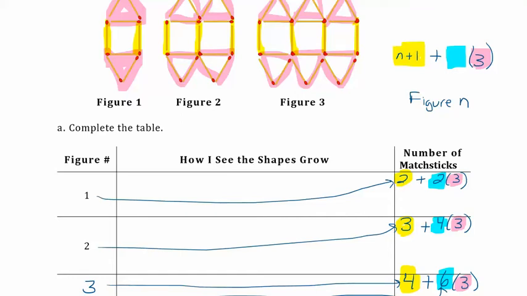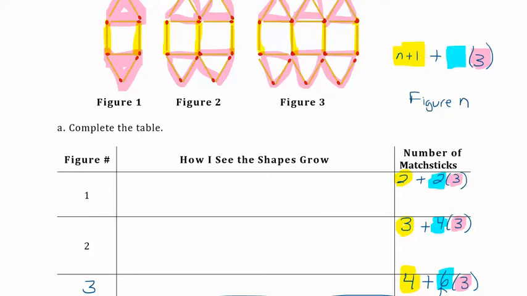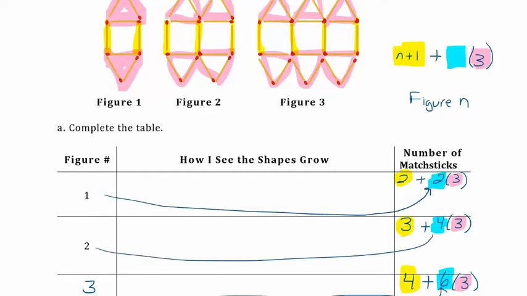Now how about the number of triangles? Remember how we got the number of triangles? In figure 1, there are 2 triangles. In figure 2, there are 4 triangles. So whatever the figure number is, we're doubling that to get the number of triangles. In figure 3, there are 6 triangles. Doubling the figure number. So in figure N, there would be 2 times N triangles.